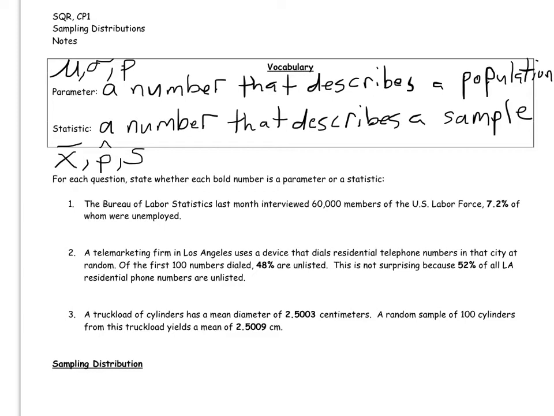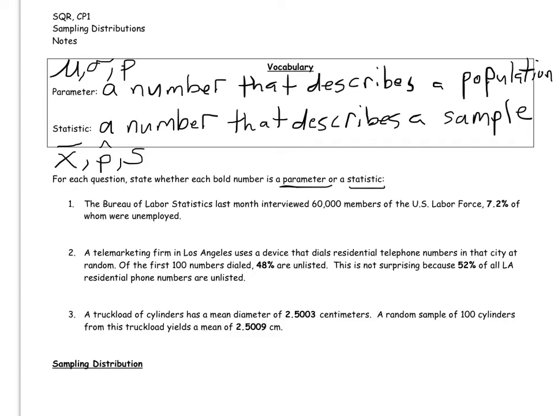So let's look at a couple of examples here. We want to identify for the numbers in these given scenarios, is the number a parameter or a statistic? In this first one, the Bureau of Labor Statistics last month interviewed 60,000 members of the U.S. labor force, 7.2% of whom were unemployed.